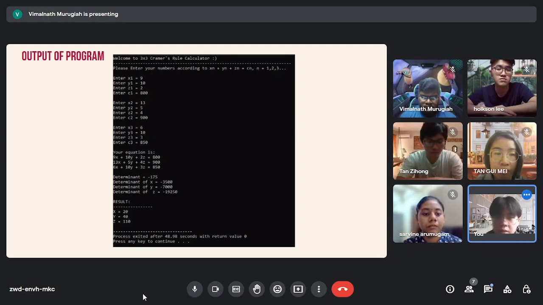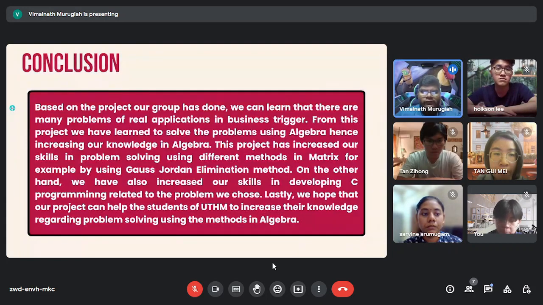That's for the coding. So we have reached our conclusion. Based on the project our group has done, we can learn that there are many problems of real applications in the business sector. From this project, we have learned to solve problems using algebra, hence increasing our knowledge in algebra. This project has increased our skills in problem solving using different methods in matrices, for example, by using the Gauss-Jordan elimination method.